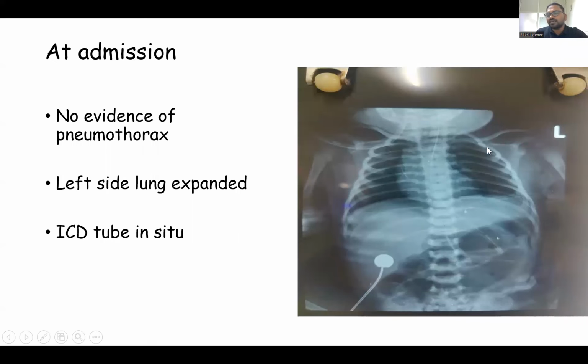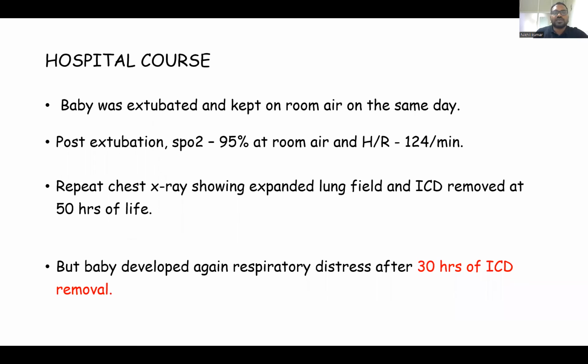At admission, this was the admission X-ray, which is showing no picture of pneumothorax. Left-sided lung is expanded, and we can see the ICD here. ICD is inserted in the left side of the lung field. So this was the initial X-ray taken when the baby was referred to our hospital from the nearby hospital. Hospital course: the baby was extubated and kept on room air on the same day, and post-extubation SpO2 was 95% at room air and heart rate was 124 per minute. Repeat X-ray showing expanded lung field and ICD removed at 50 hours of life.